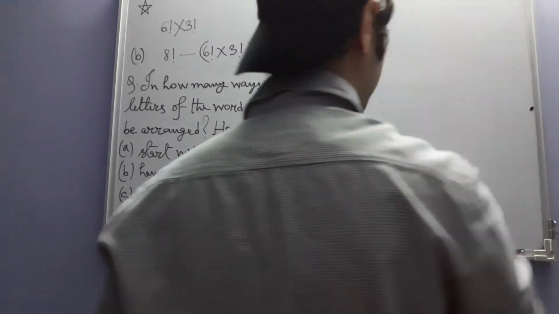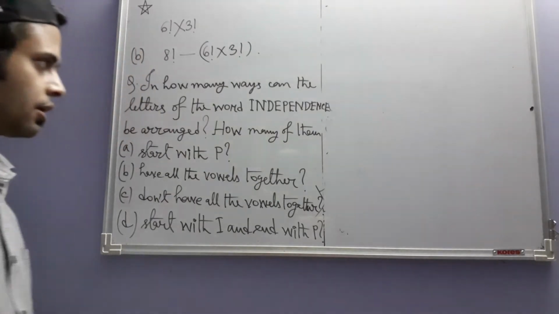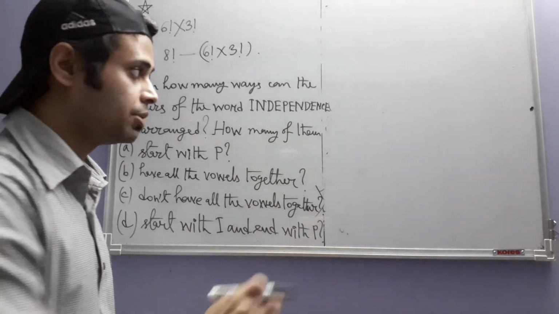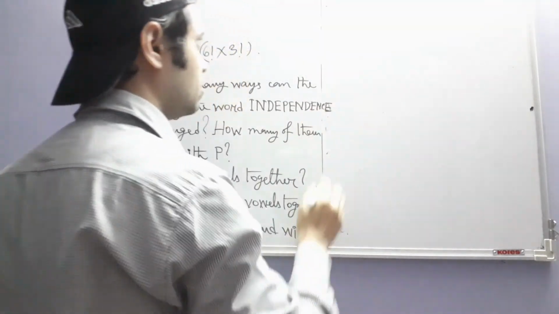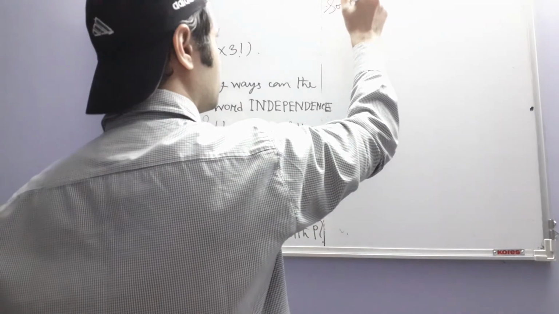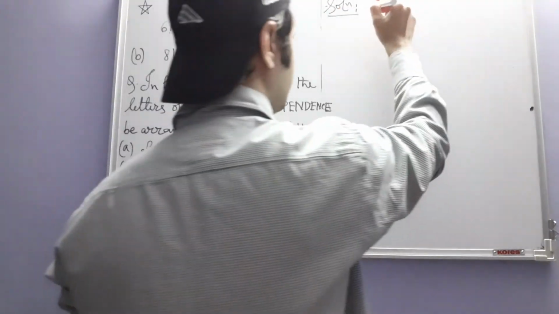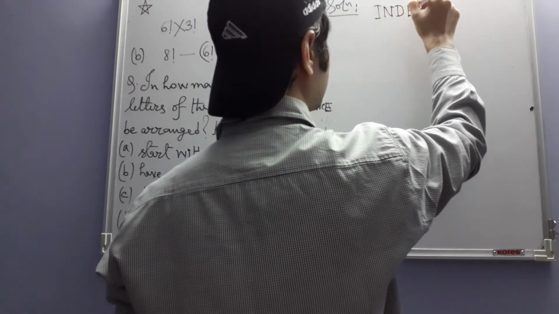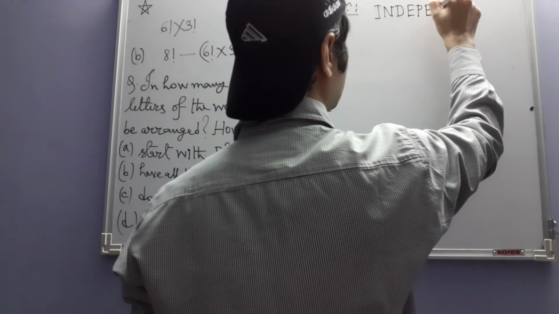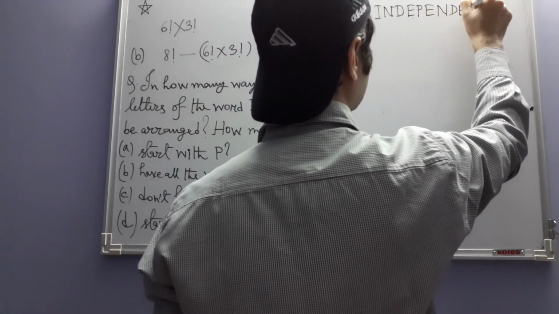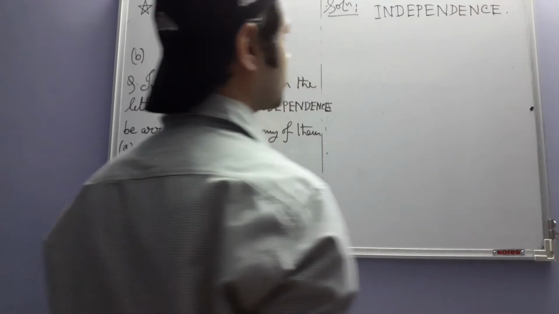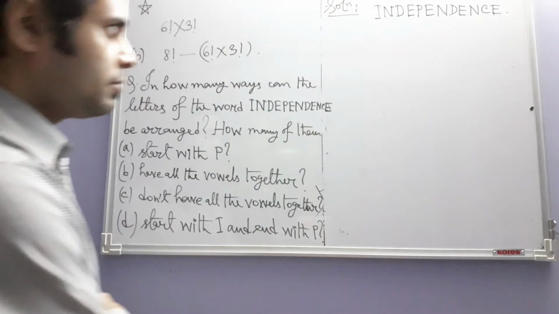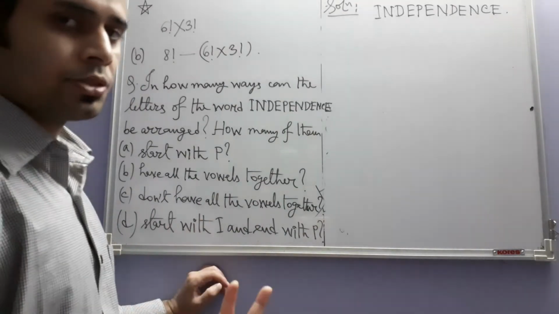So let us start the solution by first of all counting the number of permutations of the letters of the word independence without any restriction. This one is easy.